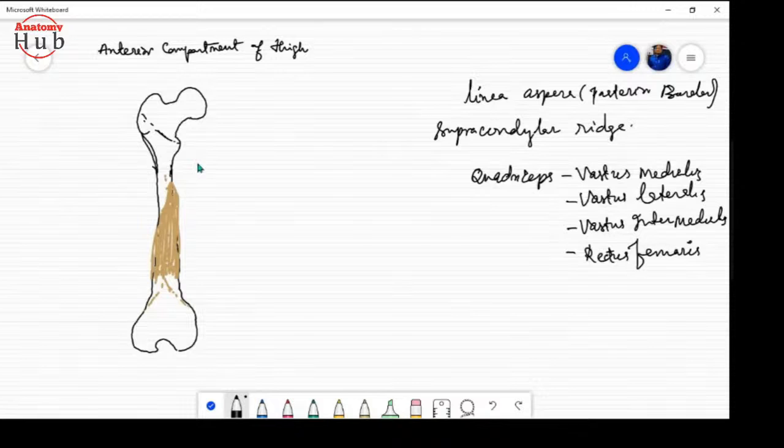So the vastus lateralis muscle arises from the lateral septum of your intramuscular septa. Along with that it also arises from the lateral part of your intertrochanteric line, and from the lateral lip of your linea aspera. It also arises from the gluteal tuberosity.